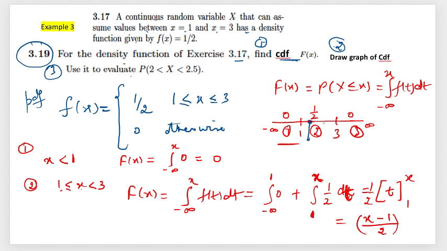There is one more problem, which is to use it to evaluate the probability of x between 2 and 2.5. We know that this can be evaluated with the help of the probability distribution function, but currently we are focusing on how to evaluate all these kinds of probability using a cumulative distribution function. So for that, let's have a quick glance over some formulas.